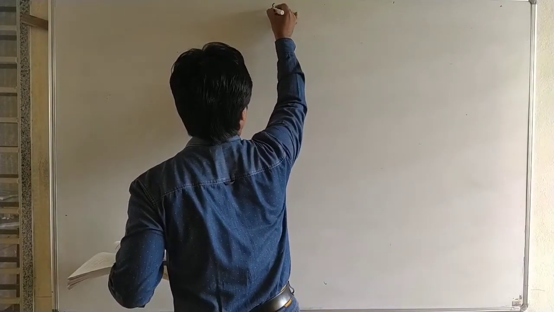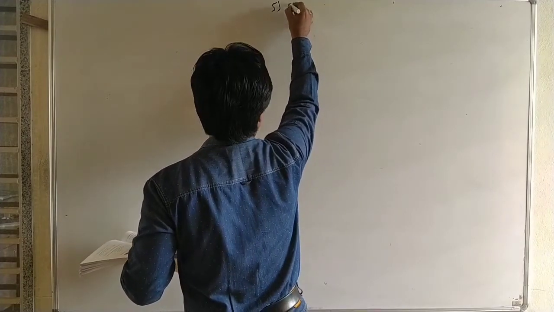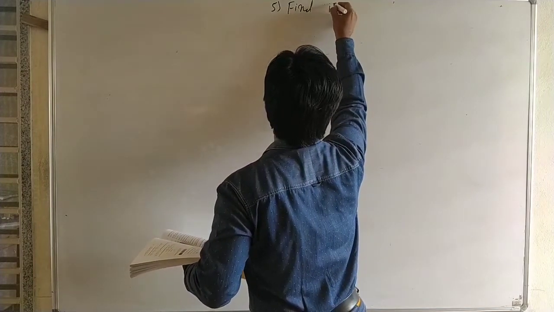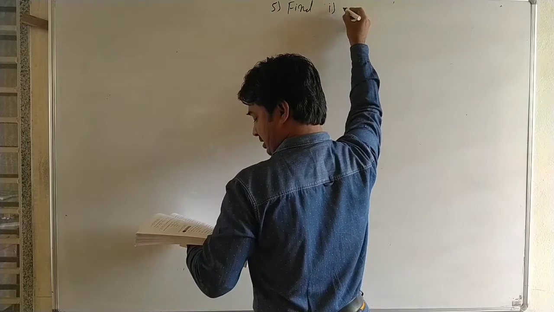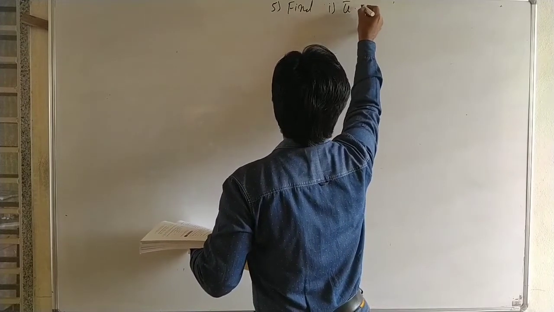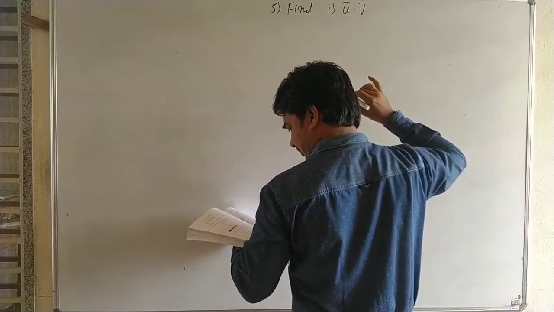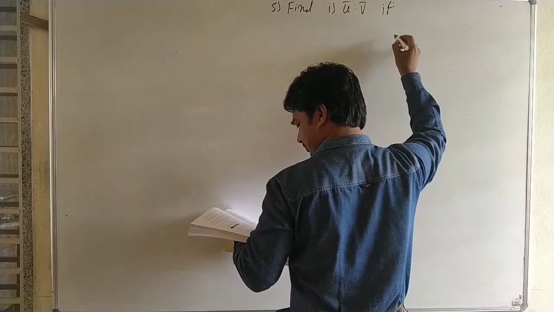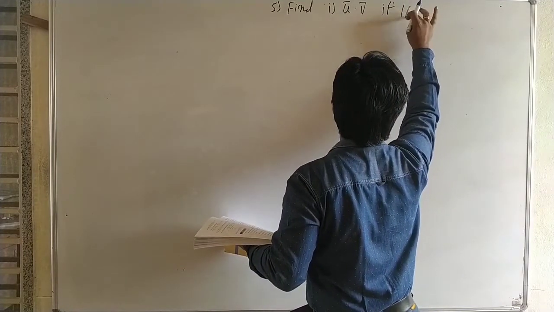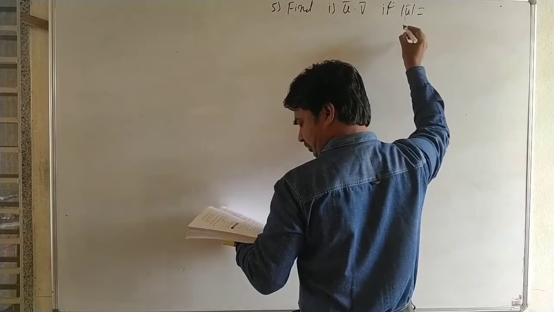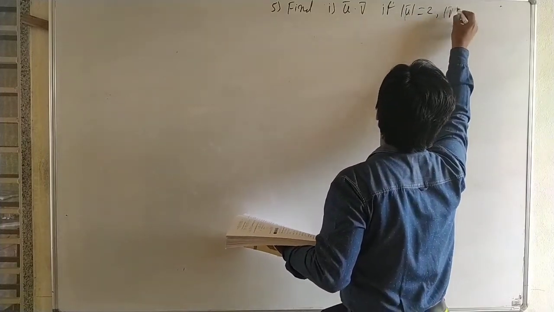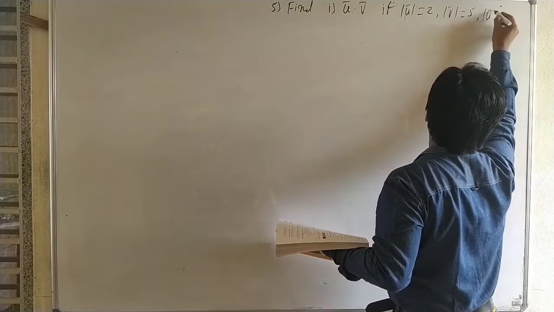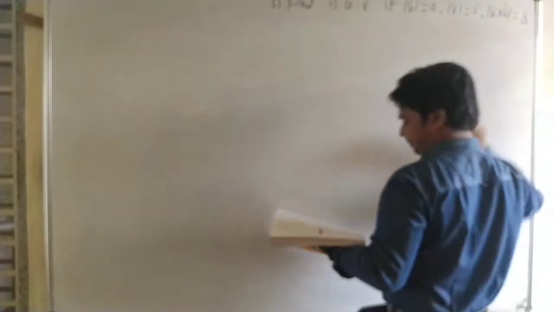Next, example number 5. Here are two examples. Number 1: find u bar dot phi bar if magnitude of u bar is equal to 2, magnitude of phi bar is equal to 5, and magnitude of u bar cross phi bar is equal to 8.